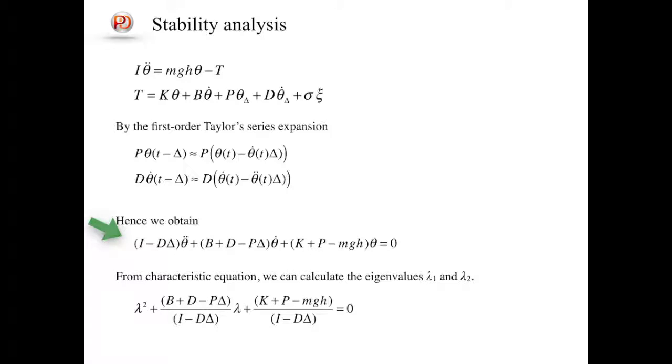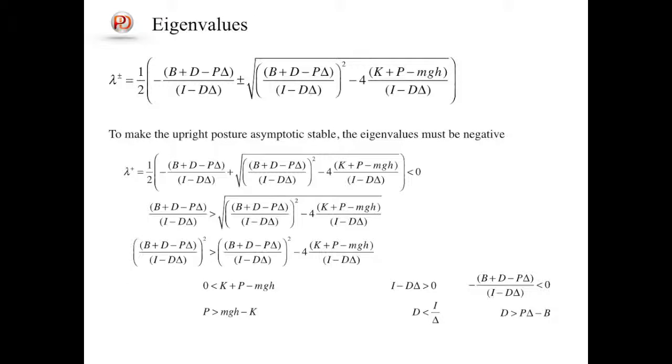On this ordinary differential equation, we can calculate the eigenvalues, considering the characteristic equation of the system, where lambda represents an eigenvalue. Finally, eigenvalues can be written like the top equation in the slide. The condition to obtain asymptotic stability of the upright posture is that both eigenvalues, or the real parts of the eigenvalues, are negative. Let's consider this inequality for lambda plus. Then we can derive three conditions. If those three conditions are satisfied, the upright posture is asymptotically stable.